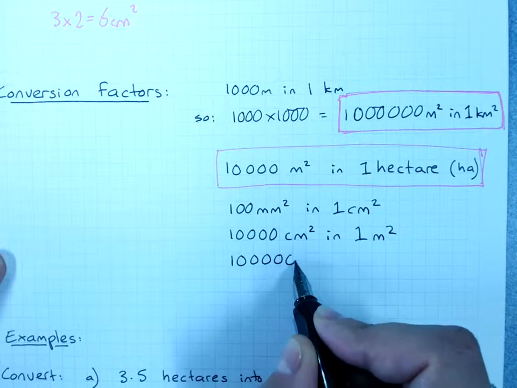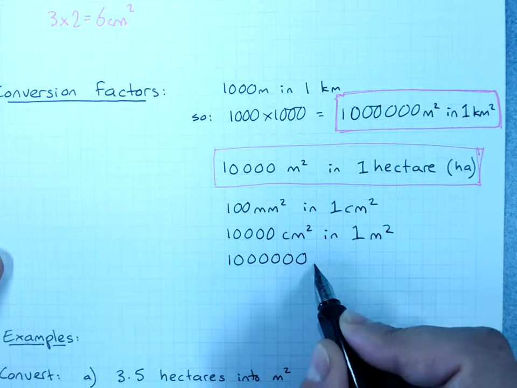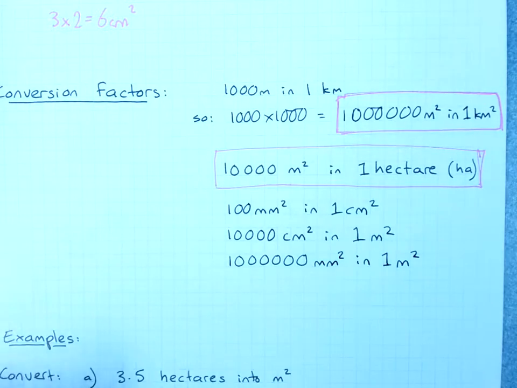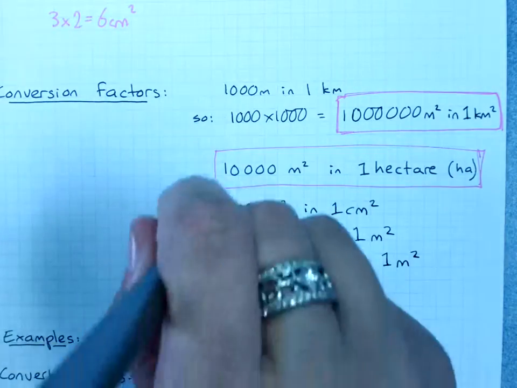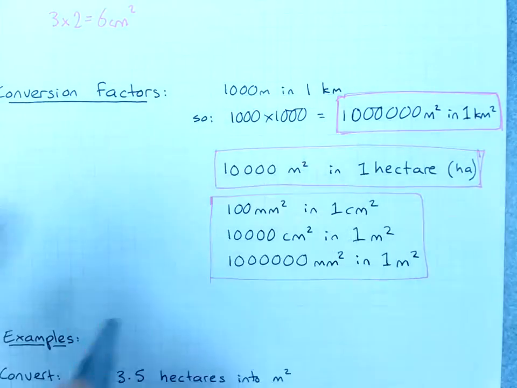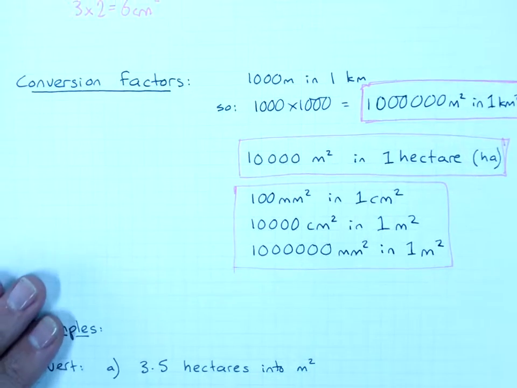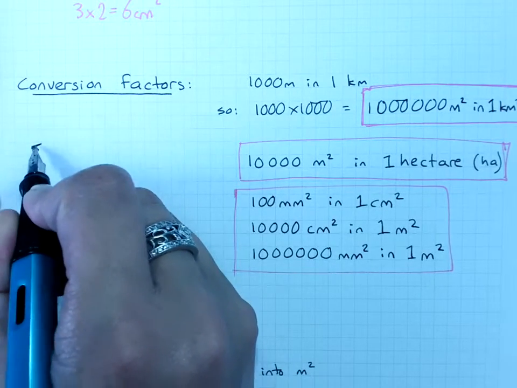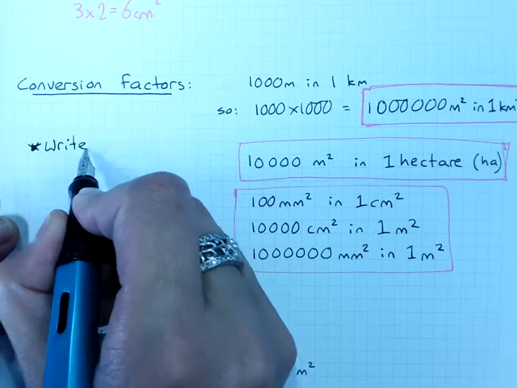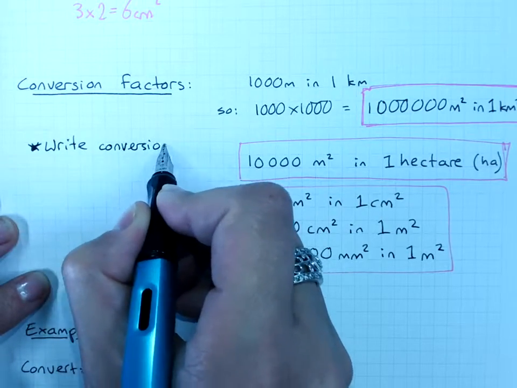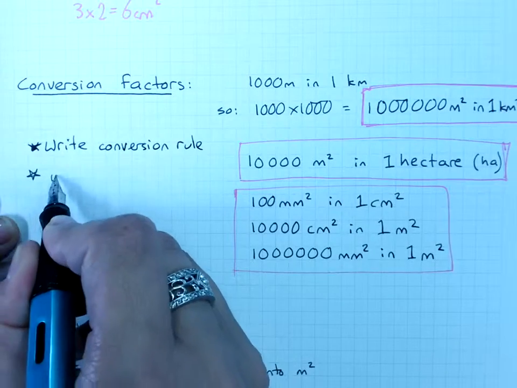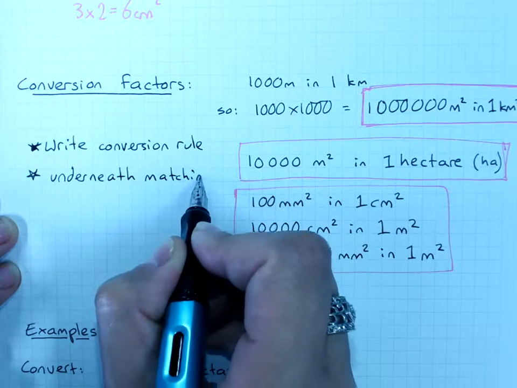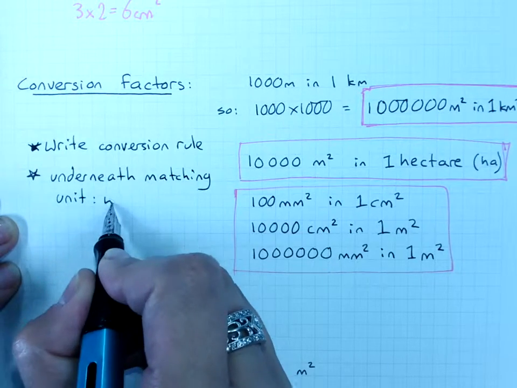There's 1,000,000, so 6 zeros, millimeters squared in 1 meter squared. So that's all our conversion factors that we would need. And we work with our conversion factors the same way that we did with length. So your steps are, write the conversion factor, or your conversion rule, underneath the correct unit, or the matching unit, you write your known value.